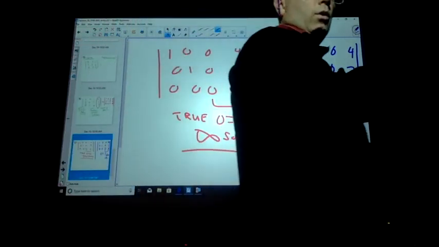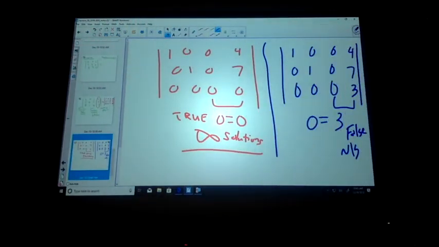It's RREF. Okay, so that's just like plug it into the RREF thingamajig.